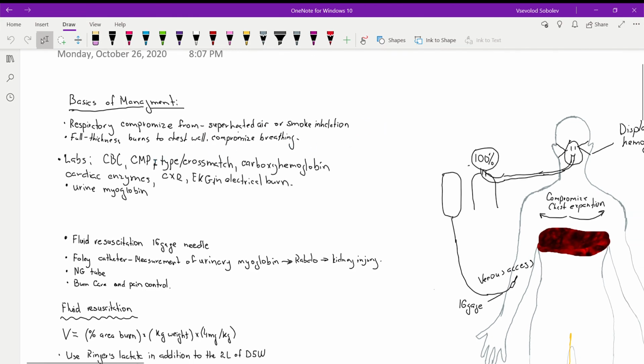So we have to obtain labs: complete metabolic panel, and complete blood count, type and cross match for the blood for transfusions, carboxyhemoglobin levels, which give us the carbon monoxide poisoning level, cardiac enzymes, troponin I, T, and creatine kinase MB, and myoglobin.